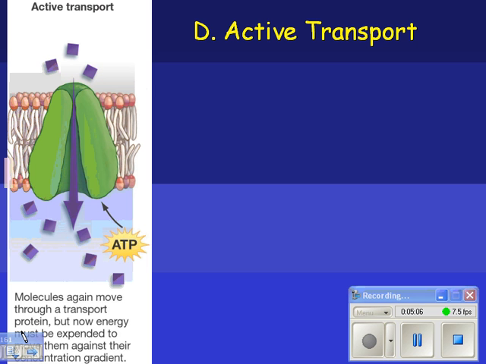Okay, so the next type is called active transport. Active requires ATP. If you think of the difference between being passive and active, if you're passive, you're sitting on the couch doing nothing. If you're active, you're going out, running around, playing sports or whatever it is that you do. Active requires energy and it does something that takes energy.